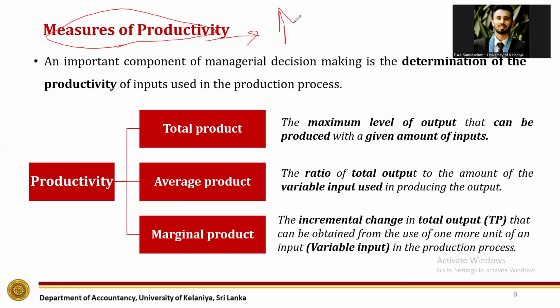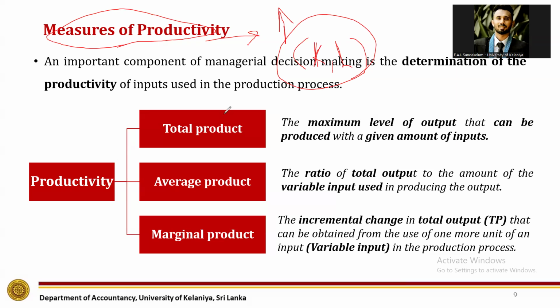So how do we measure productivity? You can only use two parts. Productivity means whichever inputs we have, the two we have, K and L. So we can measure productivity based on these two. That means by using a specific amount of labor, how much quantity of output we take, and by using a specific amount of capital, how much quantity of output we take. That is called the productivity.